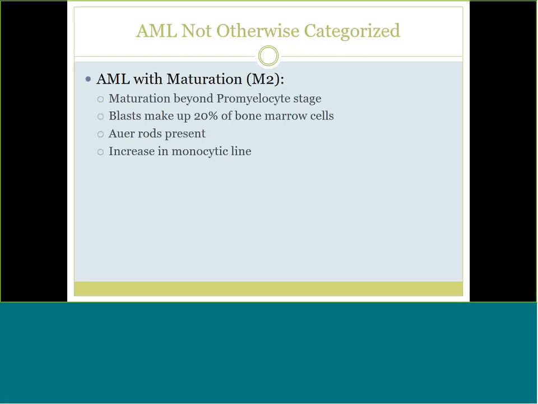M2 is AML with maturation. As the name tells you, lots of blast cells, but now a few other things show up. We have lots of myeloblasts, and now we're also having some promyelocytes show up. That's the next stage down. So we do see some more promyelocytes. We might even see a myelocyte or two. That's the with maturation part. We still get positive myeloperoxidase and positive Sudan black B stains, telling us it's an AML, and we still see the Auer rods present as well.